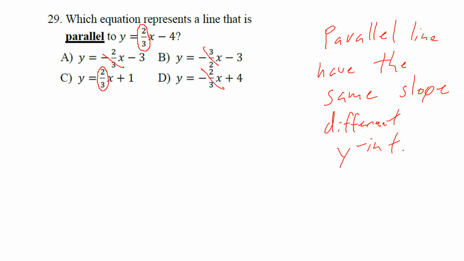Negative 2/3 on D, that's different. So the only one that works is C. So based just on slope, our answer must be C.